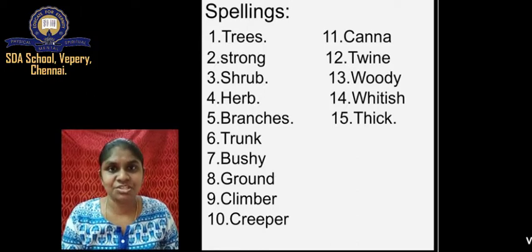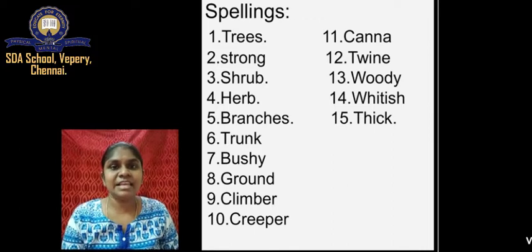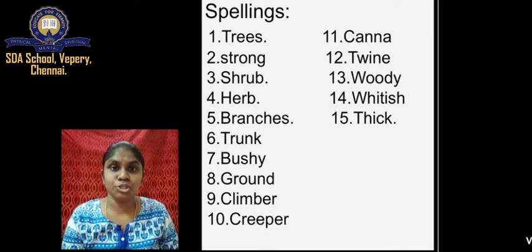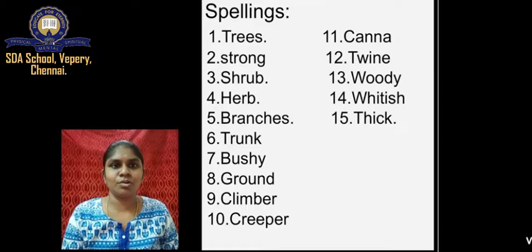Fifth one, branches, B R A N C H E S, branches. Sixth one is trunk, T R U N K, trunk. Seventh one, bushy, B U S H Y, bushy. Eighth one, ground, G R O U N D, ground. Ninth one, climber, C L I M B E R, climber. 10th one, creeper, C R E E P E R, creeper.